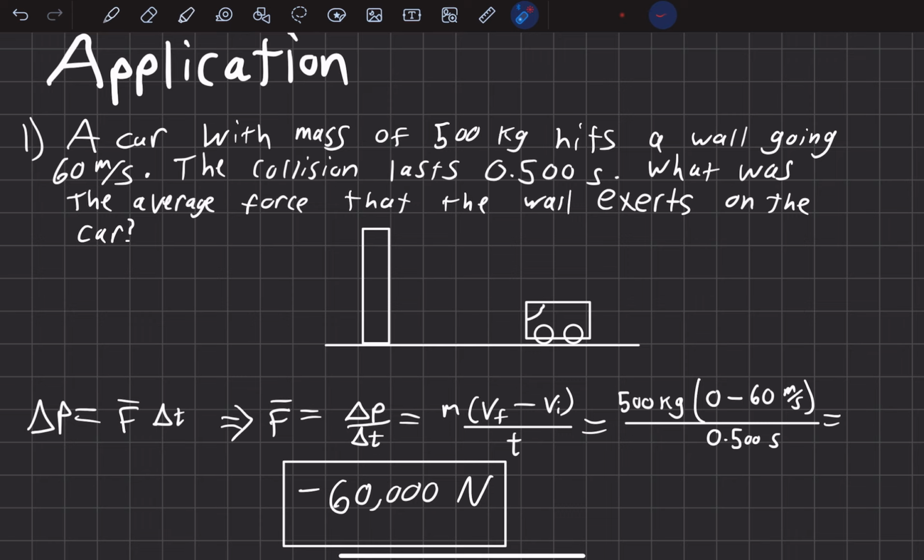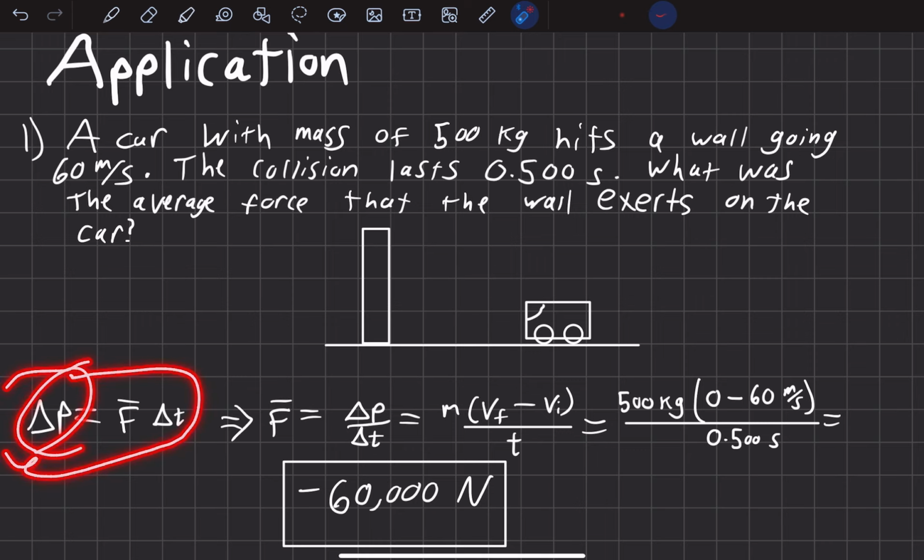A car with mass of 500 kilograms hits a wall going 60 meters a second. The collision lasts 0.5 seconds, so about half a second. What was the average force that the wall exerts on the car? So let's start with our impulse momentum equation.